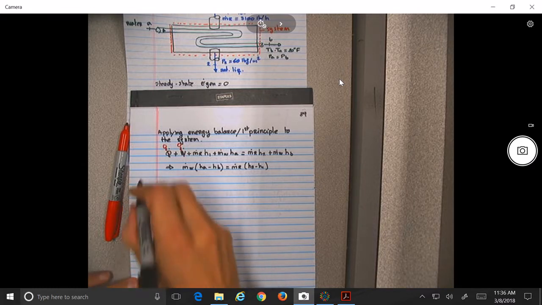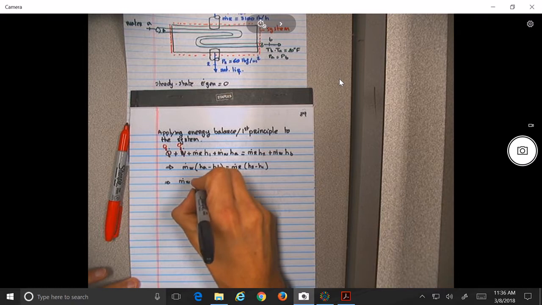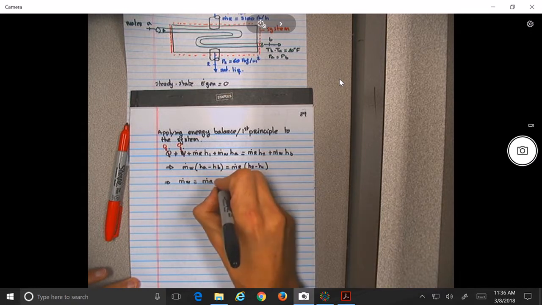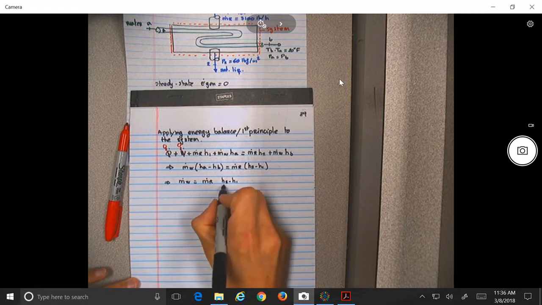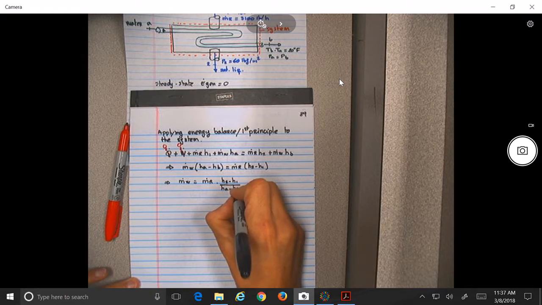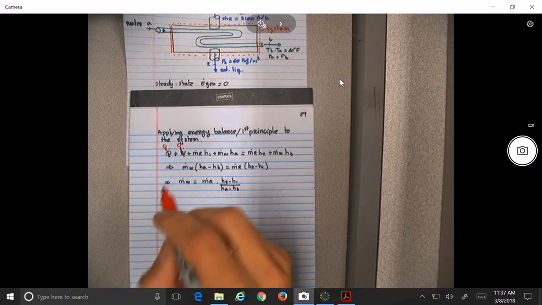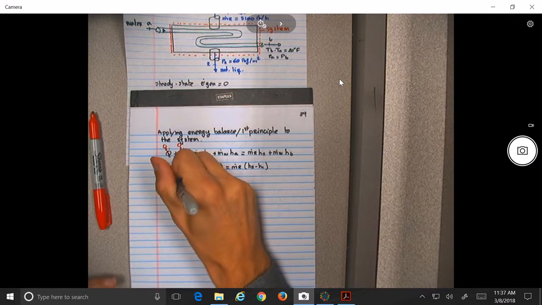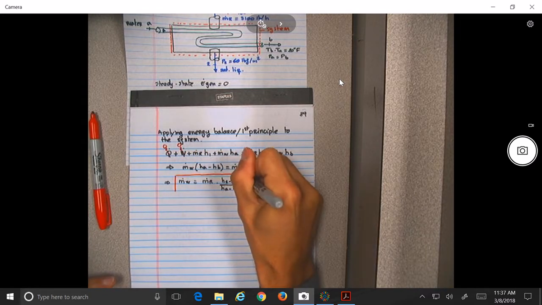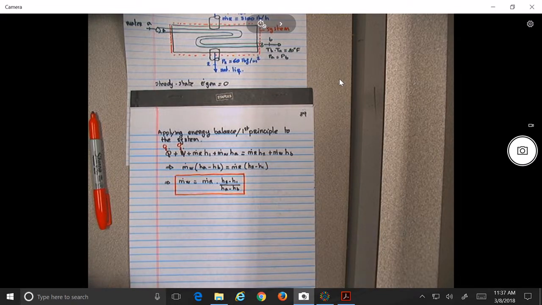Okay? So from here, I could write M of water would be equal to M of the refrigerant, H2 minus H1, divided by H sub A minus H sub B. Did I make a mistake here? No, that looks fine. Okay, so this is our first equation.